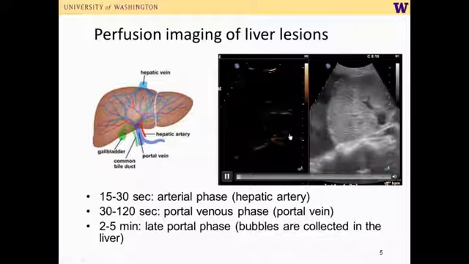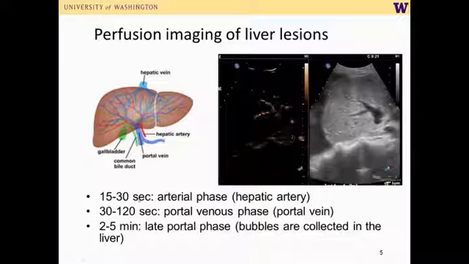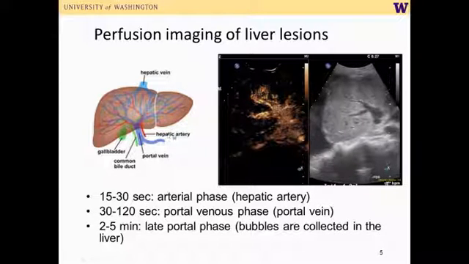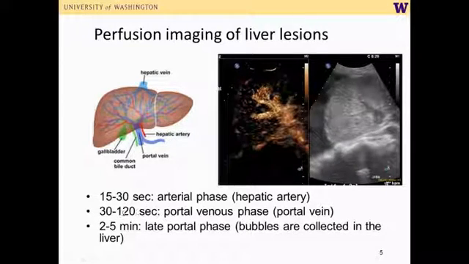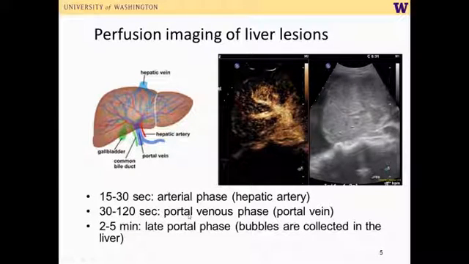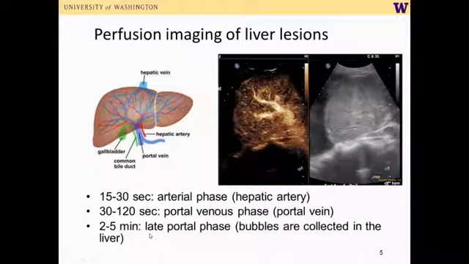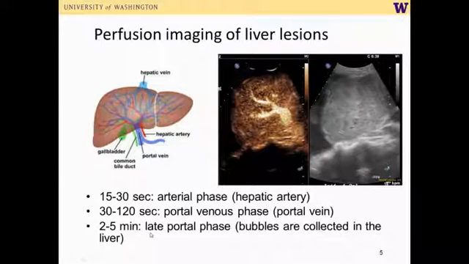you can see now the arrival of the microbubbles. And in the first 15 to 30 seconds, we see the arterial phase. That's the supply coming through the hepatic artery. And then later on, we see the portal venous phase. And then eventually, we see the late portal phase from 2 to 5 minutes.